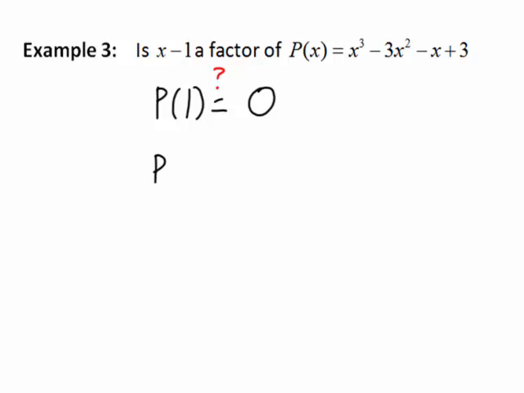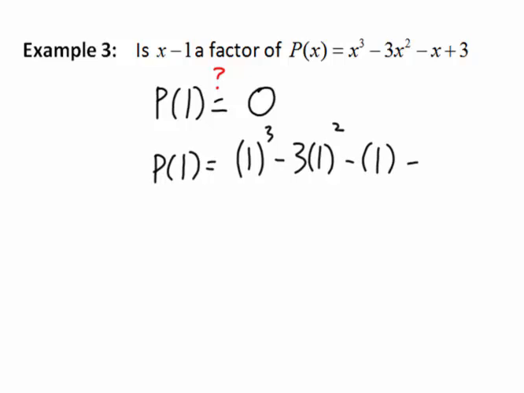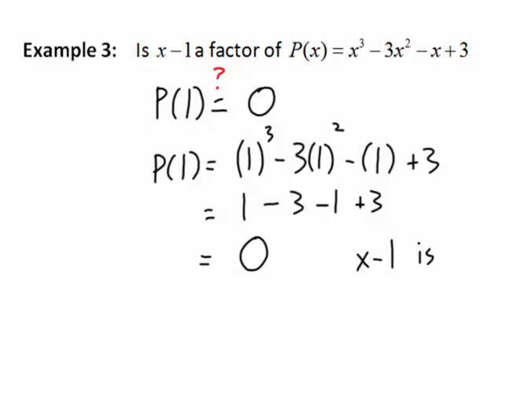Well, just like we did with the remainder theorem before, put p of 1 in. p of 1 will be 1 cubed minus 3 times 1 squared minus 1 plus 3. We can expand this out. We get 1 minus 3 minus 1 plus 3. And indeed, when we add it all together, we get 0. So what that tells us is x minus 1 is a factor. And if we were doing the factoring, we often write the factors with brackets, and that's going to help us factor polynomials that have higher degrees.